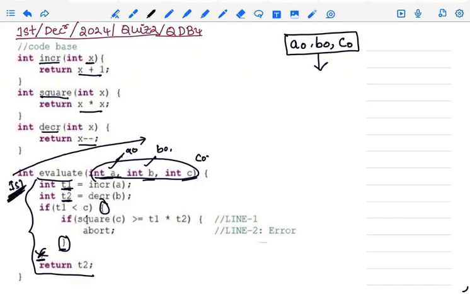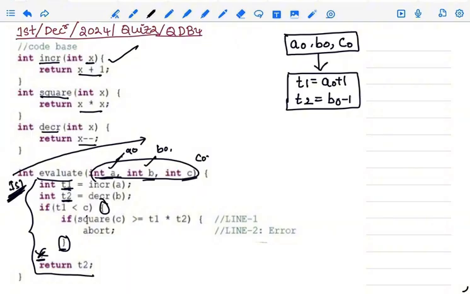After this, int t1 is initialized. So t1 is equal to increment of a. What is increment of a? It calls the increment function, so increment of a means a0 plus 1. Next, the initialization of t2: decrement b, that is b0 minus 1. So these 2 initialization statements are evaluated in the program. This is the next step.